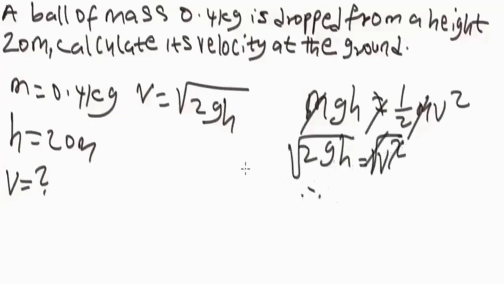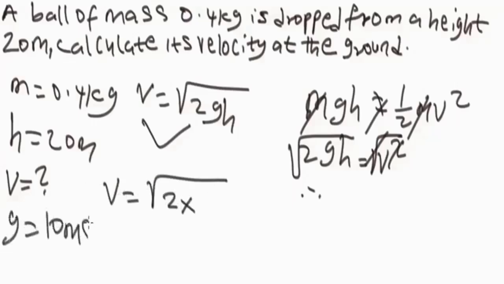Therefore, V will give you this. Alright, so now let's input the values. V equals the square root of 2 times our acceleration due to gravity, which is 10 meters per second squared, so times 10, times our height, which is 20. That means we're not going to make use of the mass. It's not relevant to this question since this is the formula we are working with.